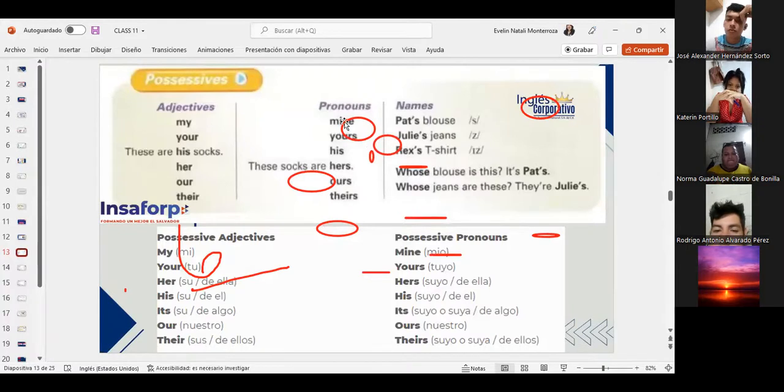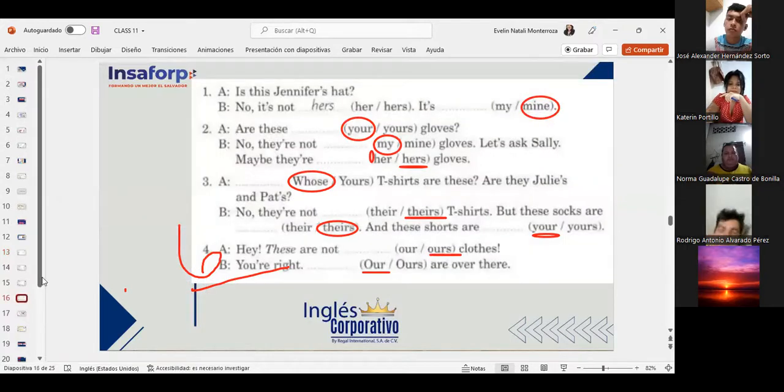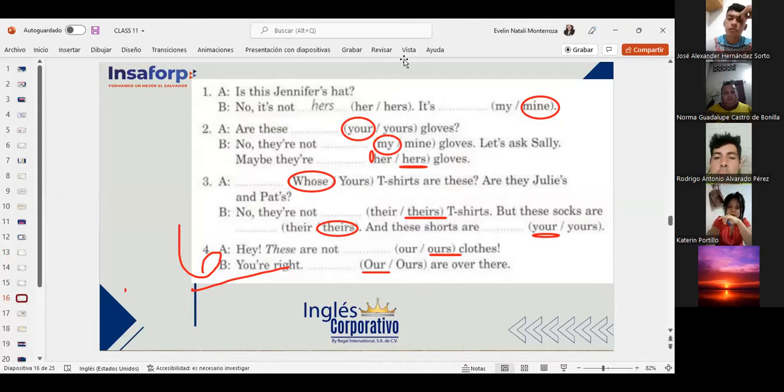¿Dónde ocupamos los pronombres? Siempre van al final. De último. Entonces, si el espacio que teníamos no estaba al final, no teníamos por qué usar un pronombre. Let's go back to the example. In this case, it says, maybe they are hers gloves. Entonces aquí está el primer error. ¿Por qué? Porque eran her. El siguiente, no, they are not theirs t-shirts. Their, porque no estaba al final de la oración. And these shorts are, y aquí estaba el espacio al final de la oración, tenía que haber sido yours.